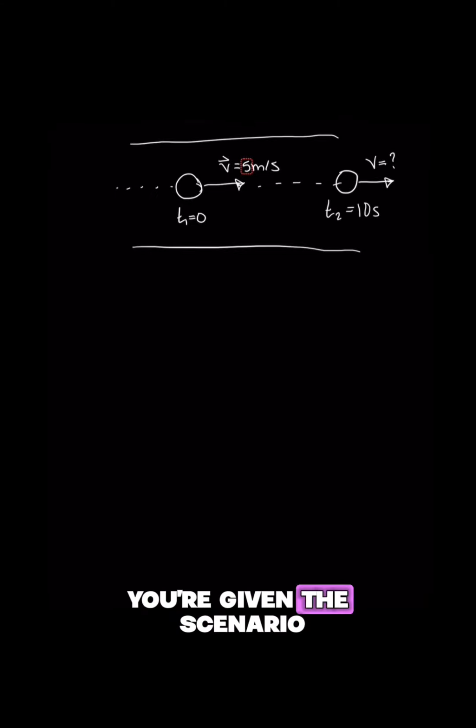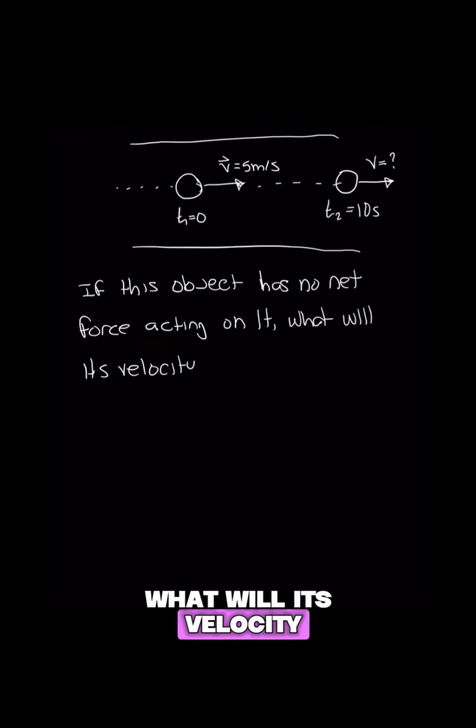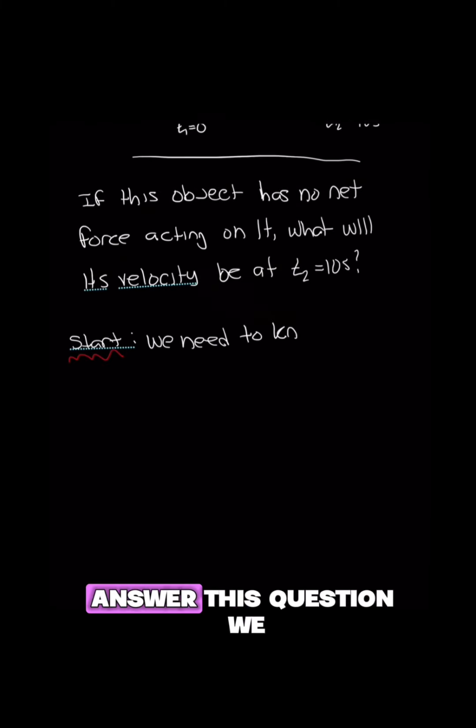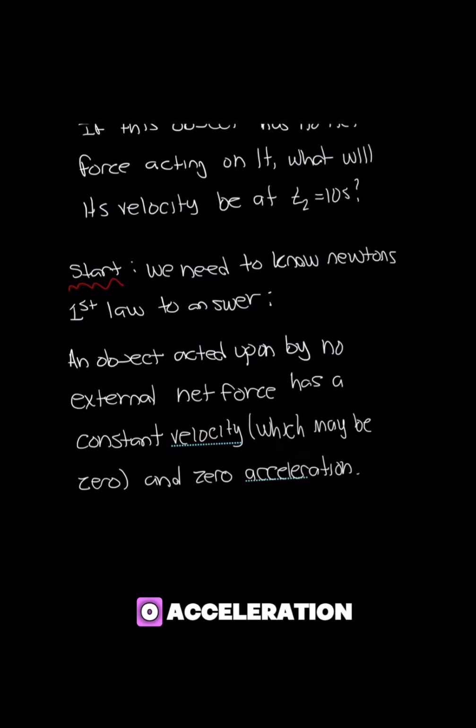So let's say you're given the scenario where we have an object traveling 5 meters per second, and they say if this object has no net force acting on it, what will its velocity be at t equals 10 seconds? To answer this question, we need to know Newton's first law, which states that an object acted upon by no external net force has a constant velocity, which may or may not be zero, and zero acceleration.